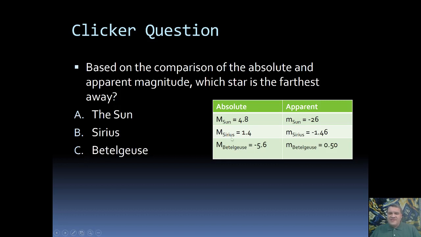Then, looking at Sirius, it has an absolute magnitude of 1.4, but an apparent magnitude of -1.46. So again, the apparent brightness is greater than it would be if it was 10 parsecs away, meaning that it has to be closer to us. Now, Betelgeuse, on the other hand, has an absolute magnitude of -5.6, meaning it has a very high luminosity, but its apparent brightness is 0.5, meaning it's much lower than the luminosity. So that means it's going to have to be farther away. It has to be a greater distance to get a fainter brightness. So, which star is the farthest? The correct answer is C, Betelgeuse.